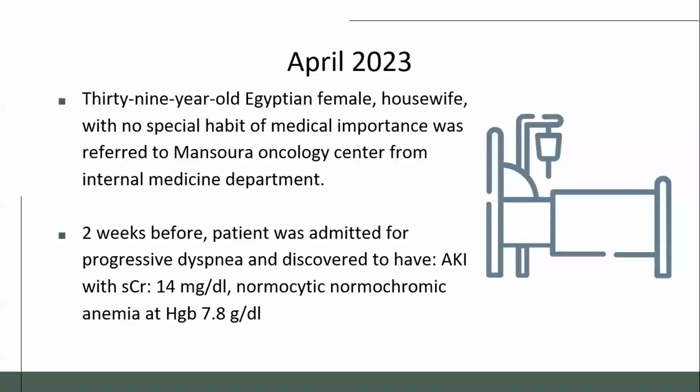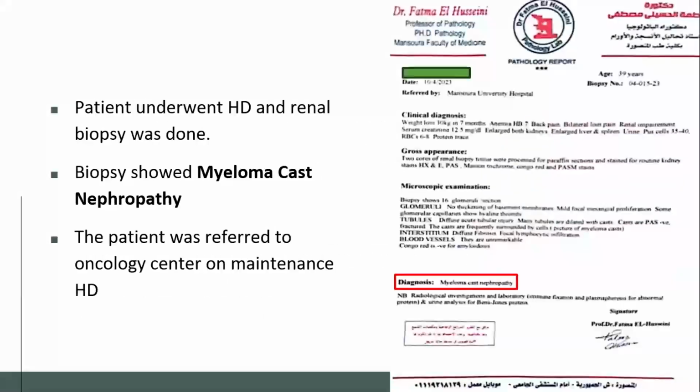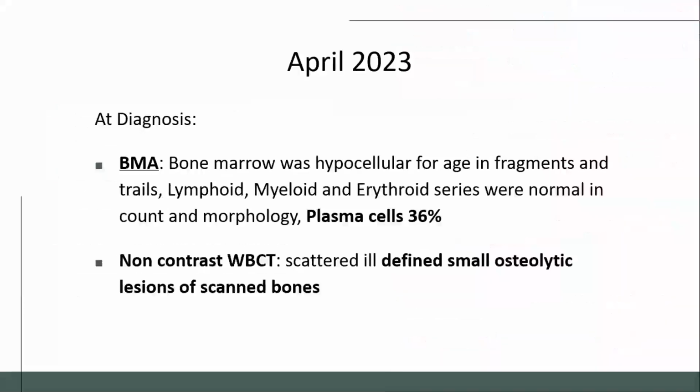Our case started in April 2023 with a 39-year-old Egyptian female housewife with no special habit of medical importance, who was referred to Mansoura Oncology Center from the Internal Medicine Department. Two weeks before, the patient was admitted for progressive dyspnea and discovered to have AKI with serum creatinine 14 milligram per deciliter, and normocytic normochromic anemia at hemoglobin 7.8 gram per deciliter. The patient underwent hemodialysis and renal biopsy was done, and the biopsy showed myeloma cast nephropathy, and the patient was referred to the oncology center on maintenance hemodialysis.